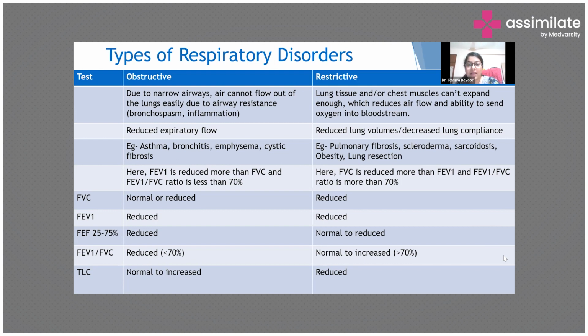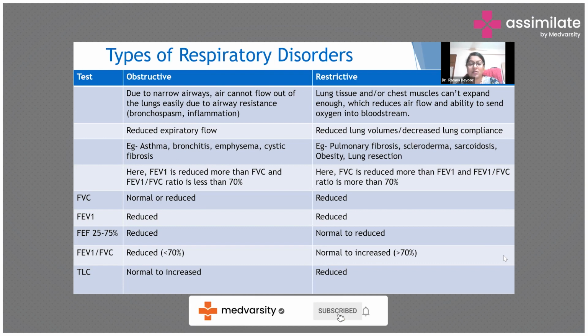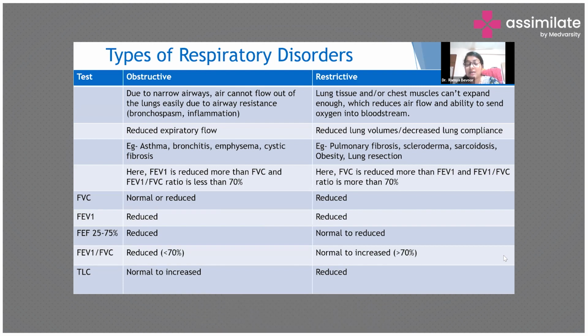But in restrictive lung disease, the lung volume itself is reduced, or the lung compliance is reduced. For example, suppose there's a lung resection, or pulmonary fibrosis, or connective tissue disorders like scleroderma, sarcoidosis, or obesity, there is not enough space for the lung to expand at all. So the air flow inside the lungs also reduces, and hence less oxygen goes into the bloodstream because the size of the lung itself has reduced. Here the forced vital capacity itself is reduced. That is why FVC gets reduced more than FEV1. But the ratio will be more than 70%.